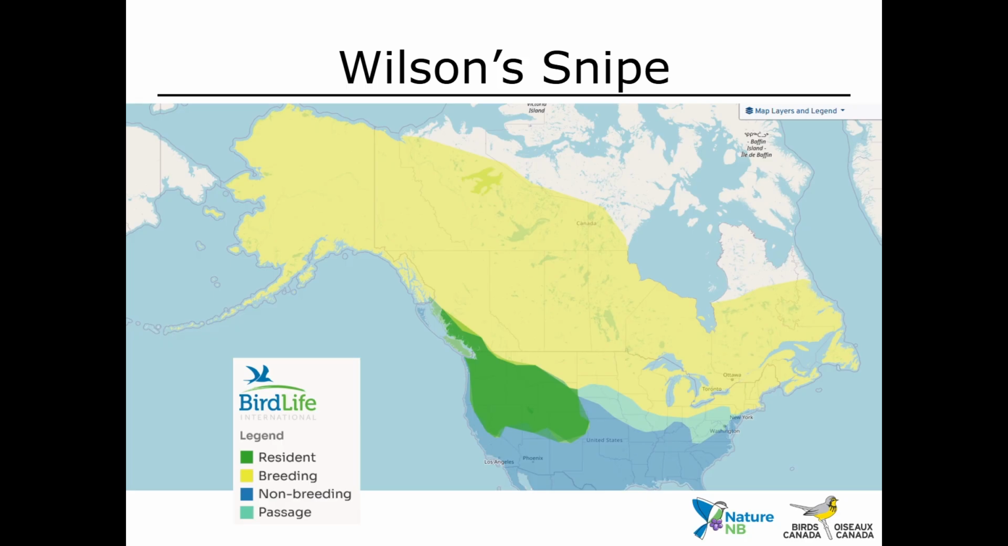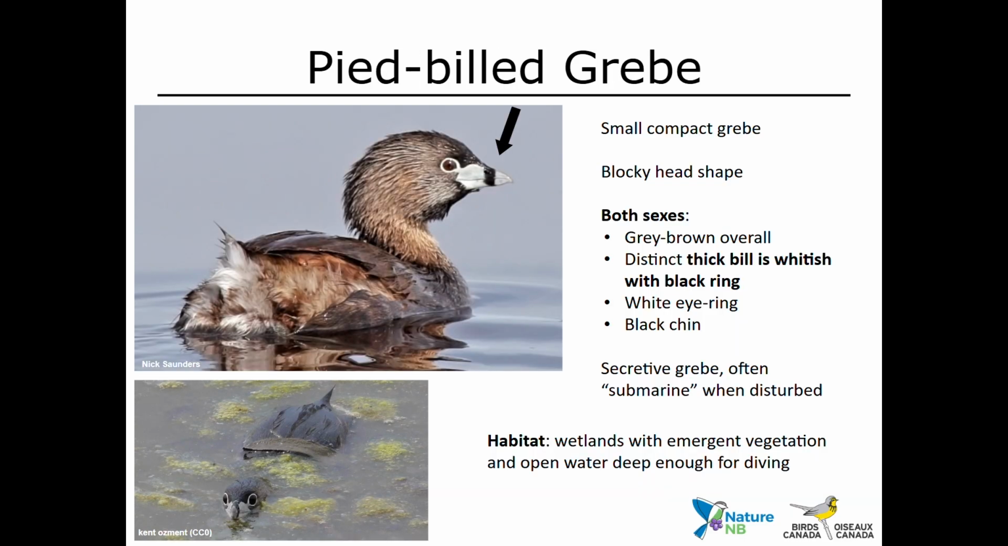And finally, the last species we're going to look at is the pied-billed grebe. So this is a small, compact grebe with a blocky head shape, and both sexes are a gray-brown overall. Possibly their most distinctive feature is the pied bill, which is this pale whitish color with a black ring. And then there is a white eye ring as well, and a black chin.